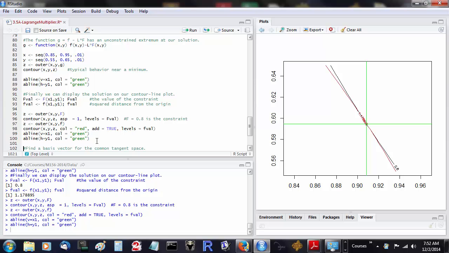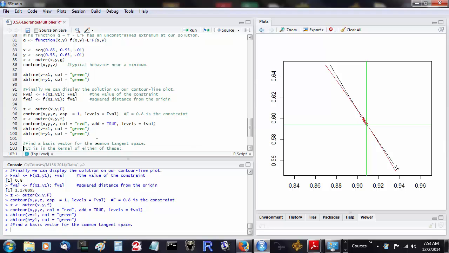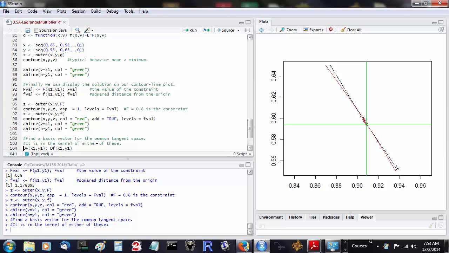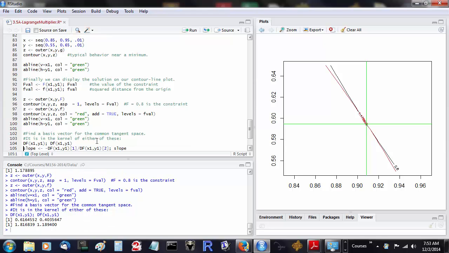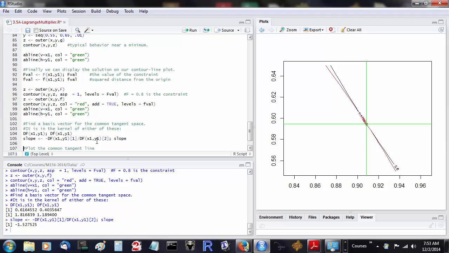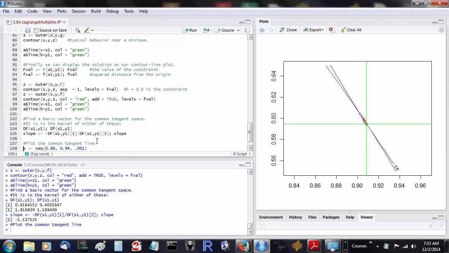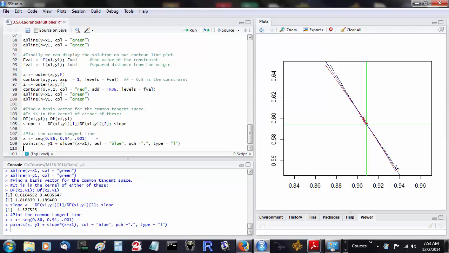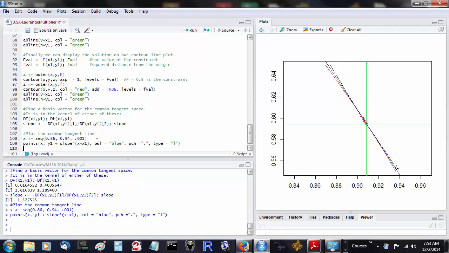There's our solution, and you can see that at the solution, the two contour lines are tangent, and they have a common tangent space. All we have to do is find a basis vector for that tangent space, which is in the kernel of either d capital F or d little f, same kernel because they're proportional. By taking the ratio of components, I can find the slope of that line, and I can plot on my graph the common tangent line in blue, and there you have the general setup that occurs when you use Lagrange multipliers.